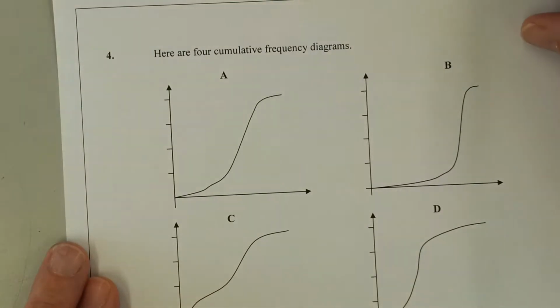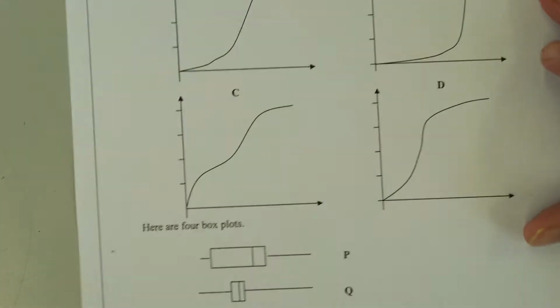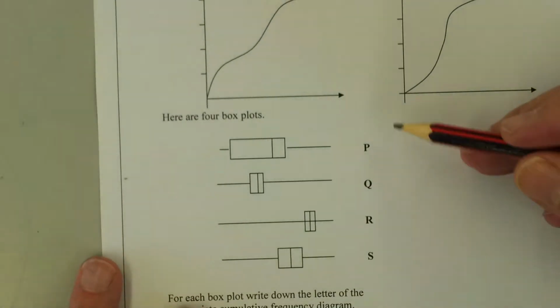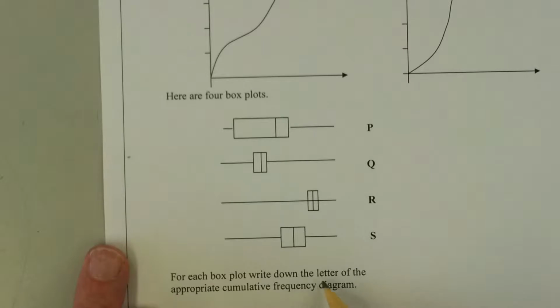Here are 4 cumulative frequency diagrams, and we have them A, B, C, D. And here are 4 box plots, P, Q, R, S. And it says for each box plot, write down the letter of the appropriate cumulative frequency diagram.